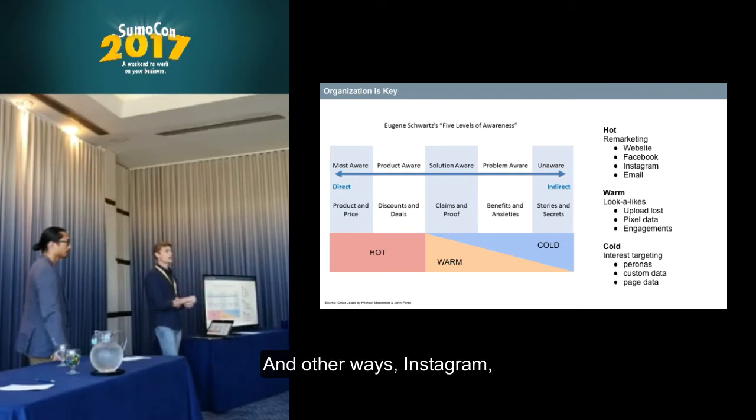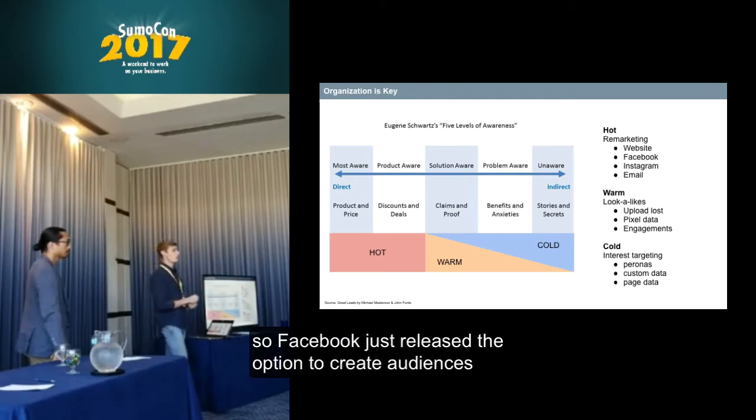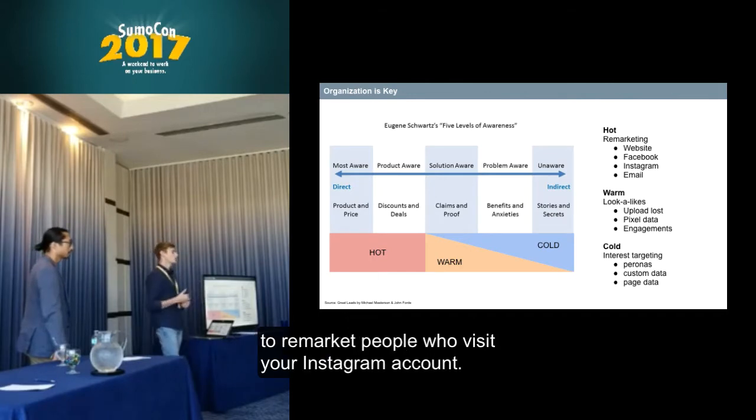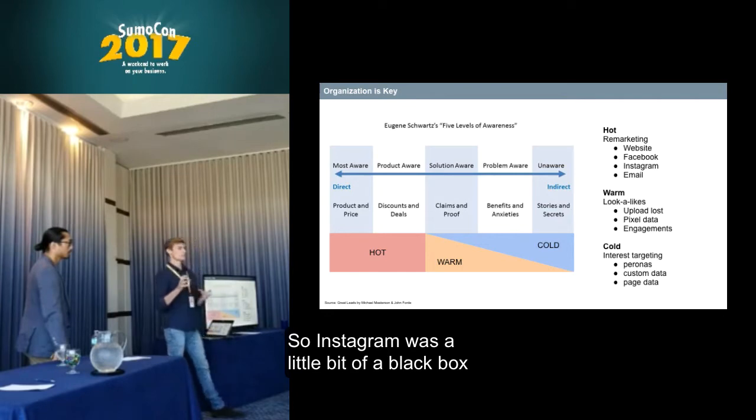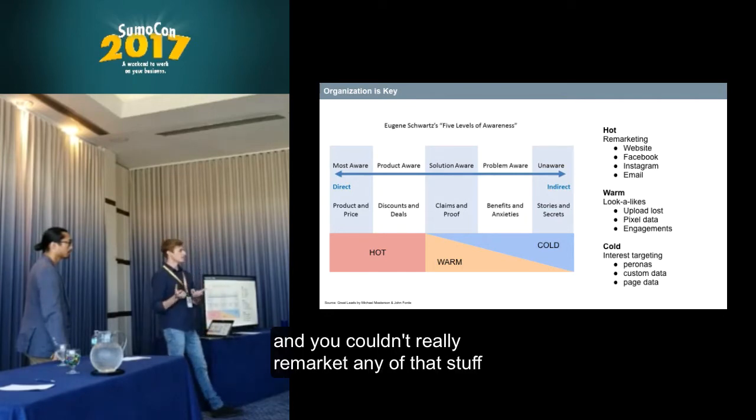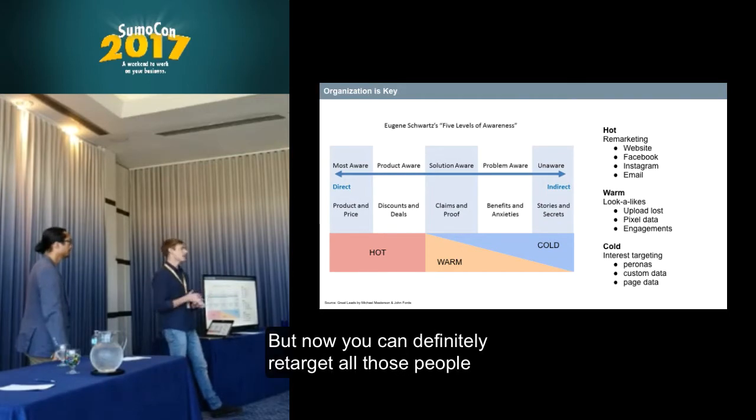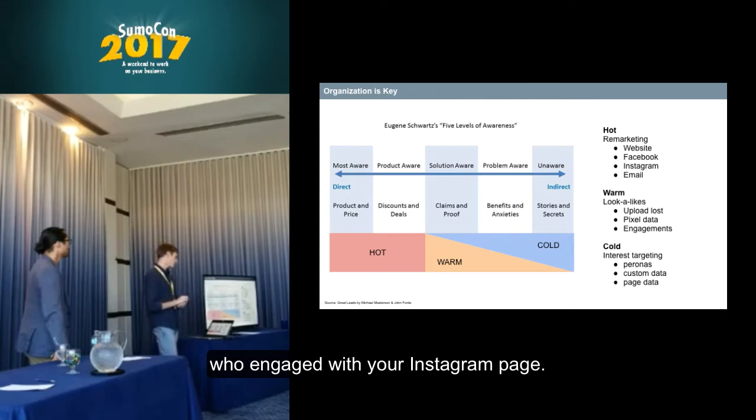Another way is Instagram. Facebook just released the option to create audiences to remarket people who visit your Instagram account. Instagram was a little bit of a black box, and you couldn't really remarket any of that because there weren't many click options organically. But now you can definitely retarget all those people who engage with your Instagram page.